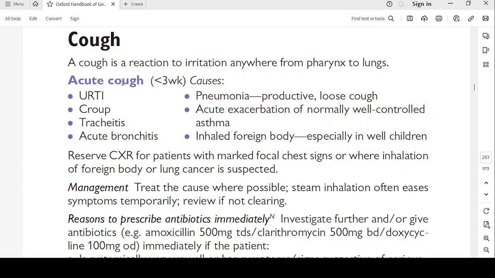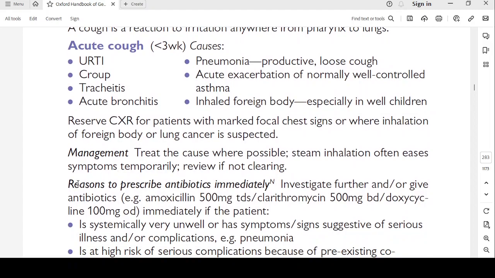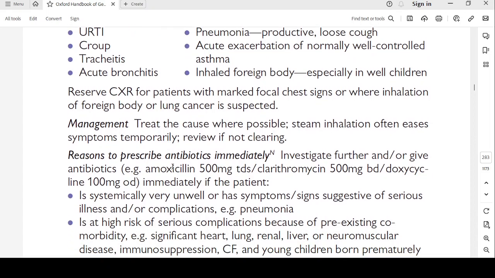Cough. Cough is a reaction to irritation anywhere from the pharynx to the lungs. Acute cough is less than 3 weeks. Causes are upper respiratory tract infection, croup, tracheitis, acute bronchitis, pneumonia, productive or loose cough, acute exacerbation of normally well-controlled asthma, inhaled foreign body especially in children. Reserve chest X-ray for patients with marked focal chest signs, inhalation of a foreign body or if lung cancer is suspected. So management: treat the cause where possible. Steam inhalation often eases the symptoms temporarily; review if not clearing.